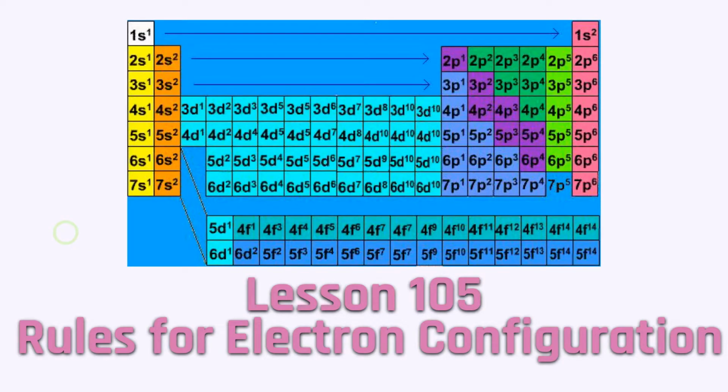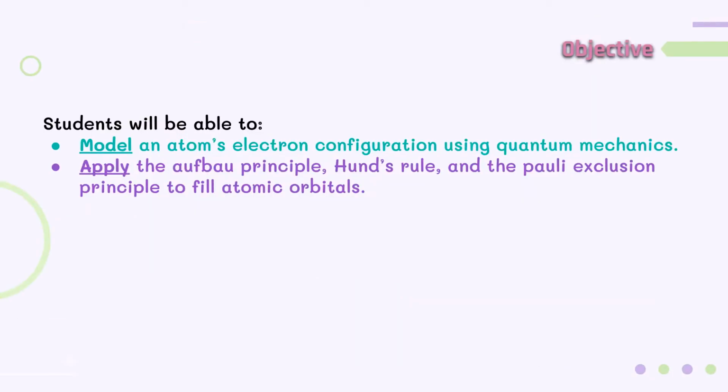This is lesson 105, Rules for Electron Configuration. In this lesson, students will be able to model an atom's electron configuration using quantum mechanics and apply the Aufbau Principle, Hund's Rule, and the Pauli Exclusion Principle to fill atomic orbitals.